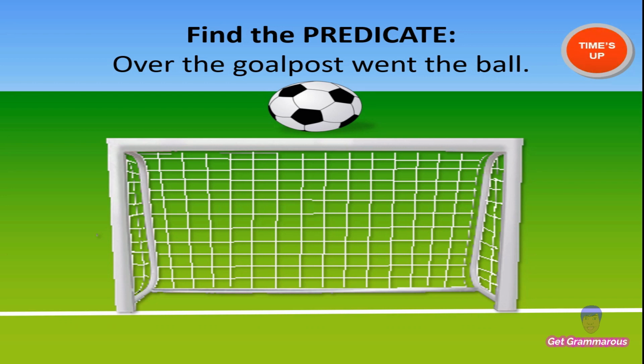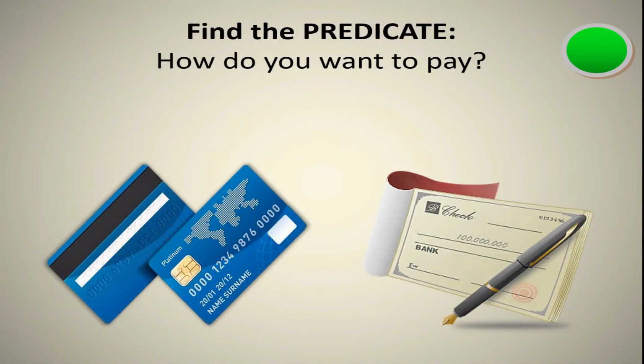Over the goalpost went the ball. Find the predicate. Over the goalpost went, that's the predicate. How do you want to pay? Find the predicate. The predicate is how do and want to pay.